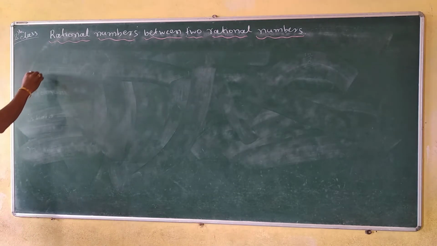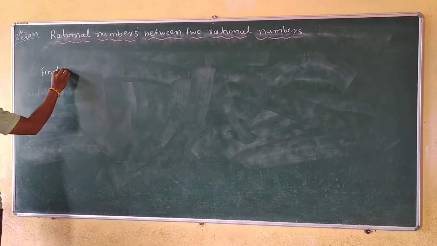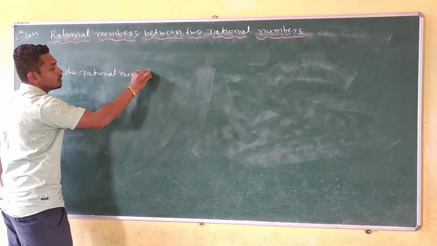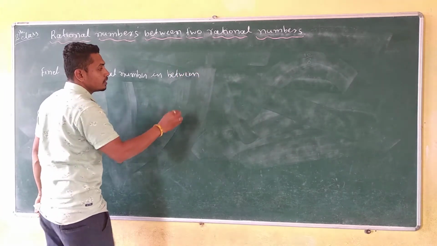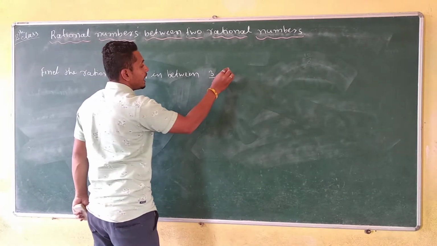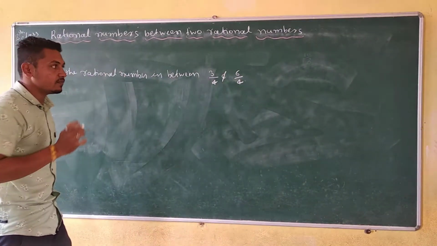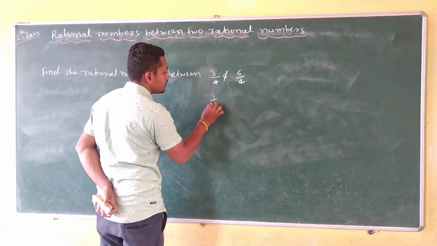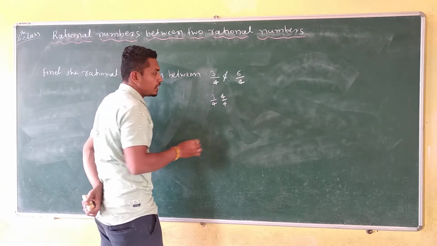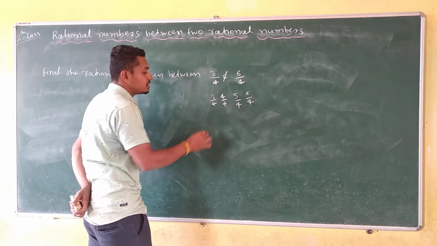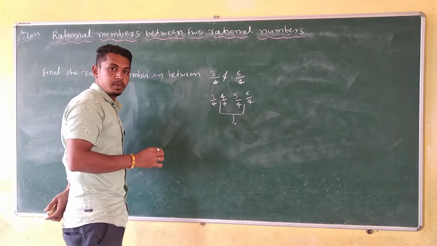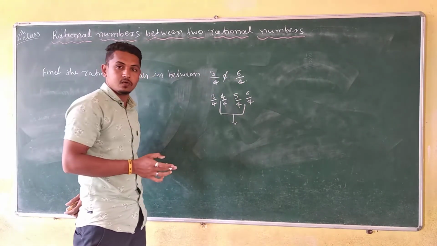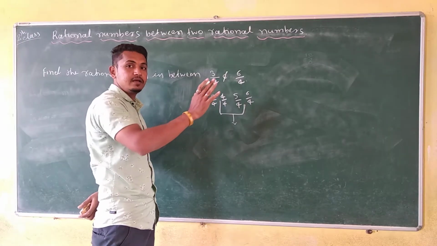Now see here. Find the rational numbers in between 3 divided by 4 and 6 divided by 4. Now see here, you have 3 divided by 4, 4 divided by 4, and 5 divided by 4, and this is 6 divided by 4. Which means there are these rational numbers, but in between these two rational numbers, 3 divided by 4 and 6 divided by 4, there are indefinite rational numbers. How is it?